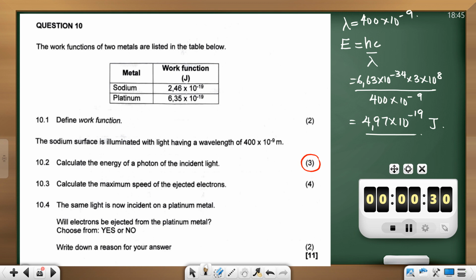Let's compare answers now. Mufti, what do you have? 742. Okay, Kwanele, what do you have?